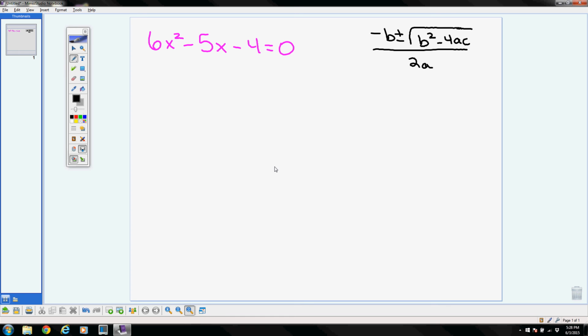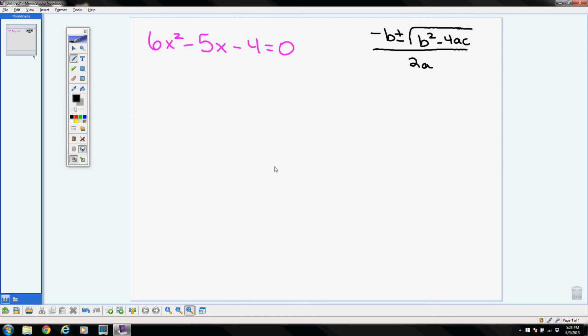Okay, let's look at another quadratic equation problem. Our problem is 6x squared minus 5x minus 4 equals 0. Now, if we want to solve this using the quadratic equation, we need to pick out our a, b, and c. First, get all your terms on the left of the equals. We already have that. Get them in order, the x squared, the x, and the whole number.